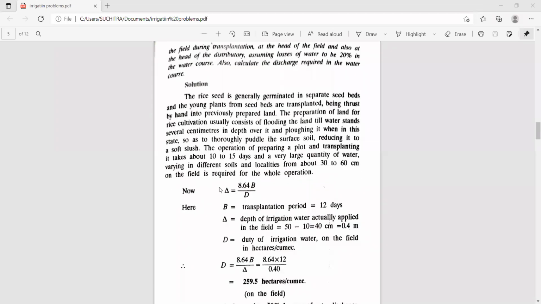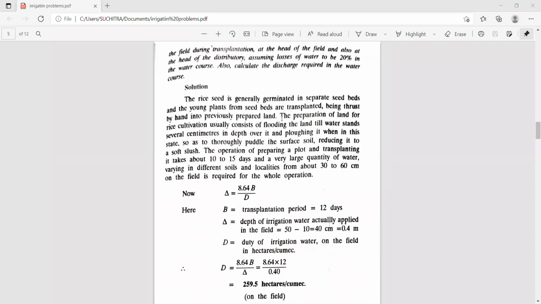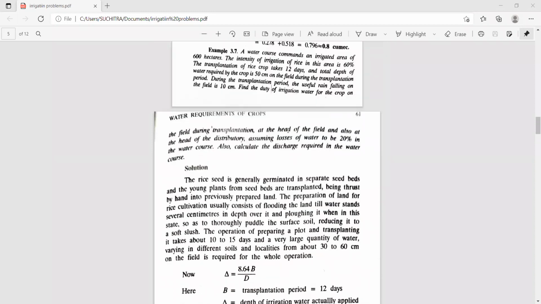Now we know the basic equation, delta is equal to 8.64 B by D. B is nothing but the transplantation period, that is given as 12 days. And delta is the depth of irrigation water actually applied in the field, so it is about 50 centimeter. But during that period, you had a rainfall of about 10 centimeter. You can see here, during the transplantation period, the useful rainfall on the field is about 10 centimeter.